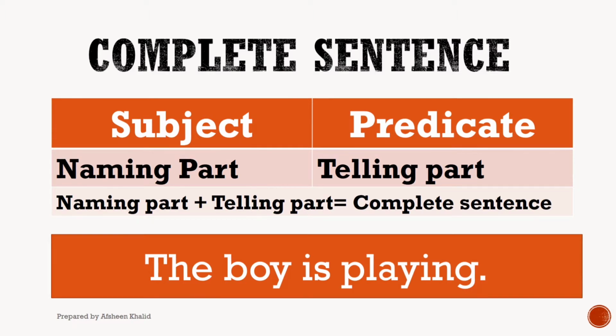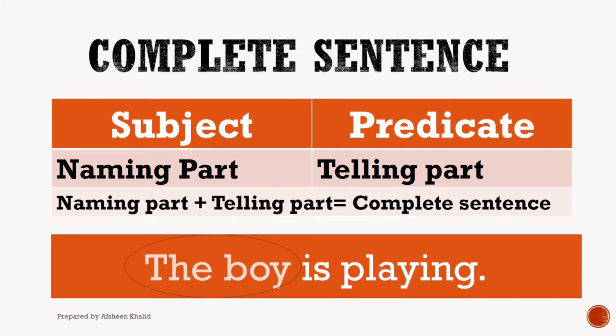The boy is playing. The boy is the naming part. So this is subject. Is playing is the telling part. So this is predicate. So both will make complete sentence. The boy is playing.